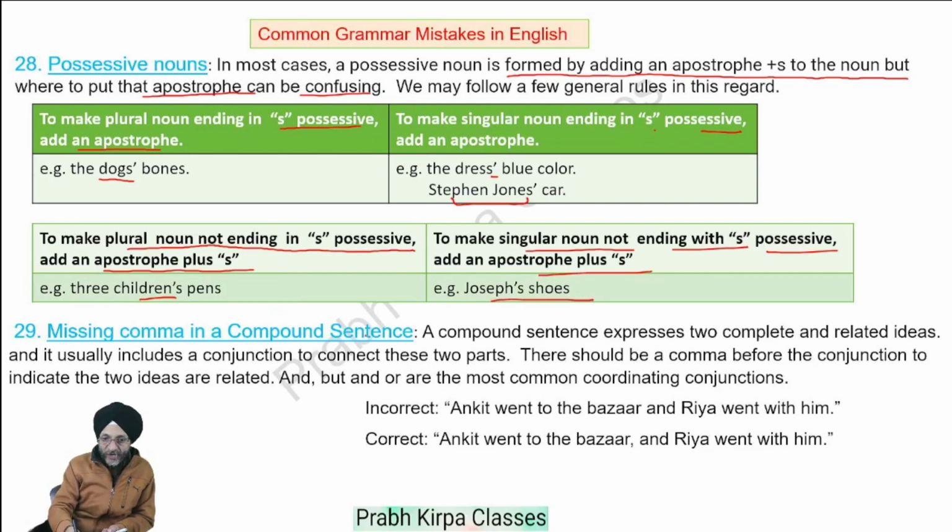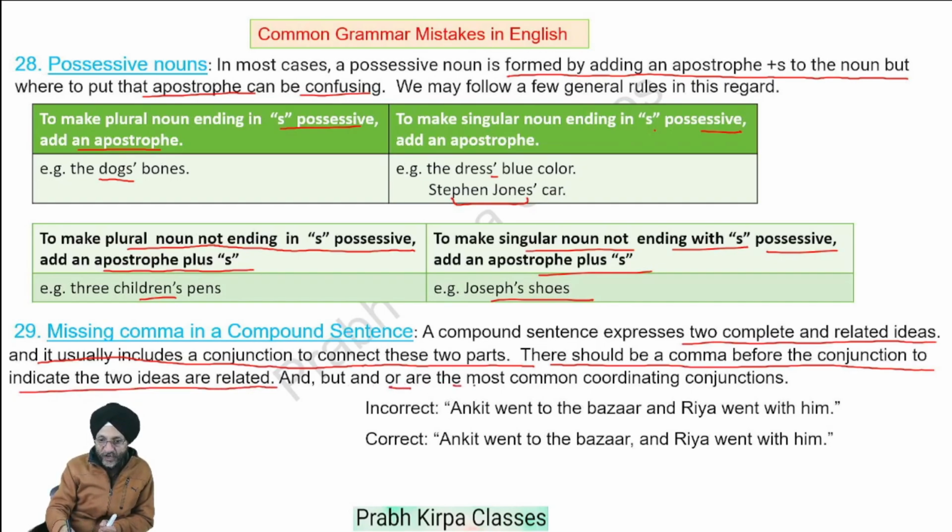Next, missing comma in a compound sentence. A compound sentence expresses two complete and related ideas, and it usually includes a conjunction to connect these two parts. There should be a comma before the conjunction to indicate that the two ideas are related. And, but, or are the most common coordinating conjunctions. Ankit went to the bazaar, and Riya went with him. Here we are to use a comma.